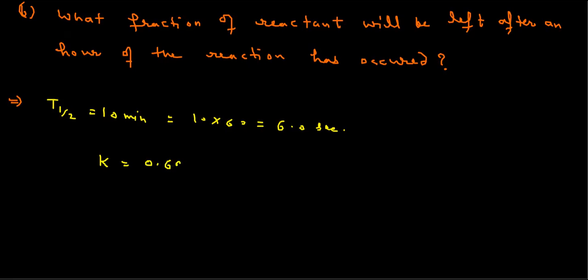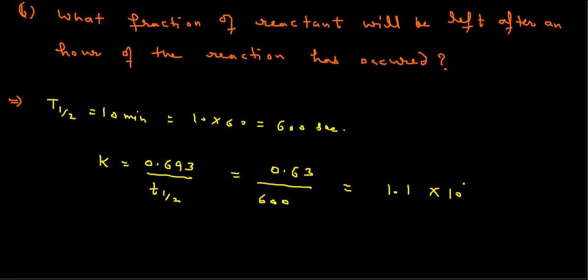If I want to find out the value of K, K would be 0.693 divided by T half. This is the formula for the first order. So 0.693 divided by 600. If we write it here, we get 10 to the power minus 2, but we have to take one more zero so that we can do this. So it would be equal to 1.1 into 10 to the power minus 3 per second, isn't it?